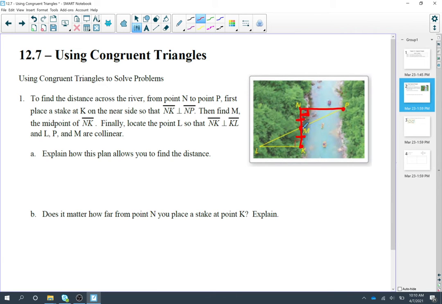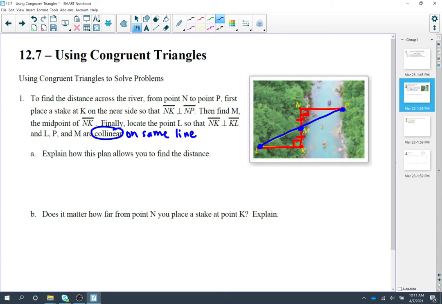Finally, locate point L so that NK is perpendicular to KL, and L, P, and M are collinear. So now they're telling us to go out here and find L so that these guys are perpendicular. And then when they say collinear, they're saying that this point, this point, and this point all lie on the same line. Okay, that's what collinear means, is they're on the same line.